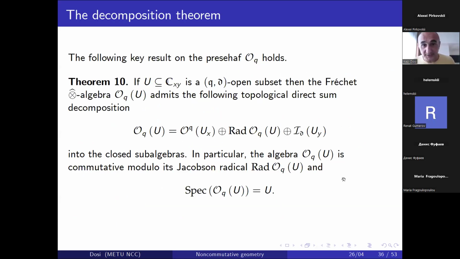Okay, yeah, let me formulate my first key result. Concerning the description of this sheaf or presheaf, let's take a QD open set. Then my O_q(U), this non-commutative algebra, is decomposed like that. So look, this is a unital subalgebra. This is a commutative subalgebra of standard holomorphic functions on the open set UX. UX can be quite a complicated, quite a general open set, but this guy is a disk. UY is a disk, and this is the ideal of those holomorphic functions vanishing at 0. The middle one is the Jacobson radical. So look, we have a decomposition into a topological direct sum. Again, the algebra is commutative modulo the Jacobson radical, and continuous characters are reduced to U. U is a union again, UX and UY.